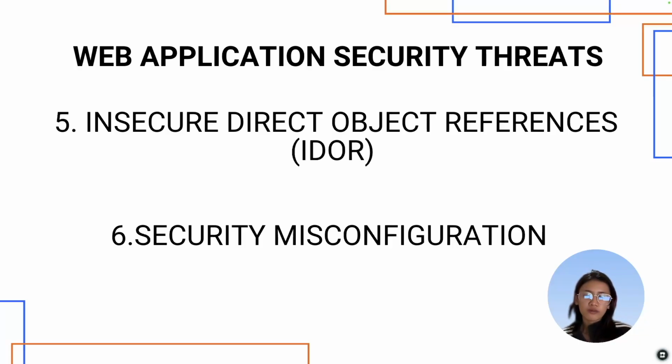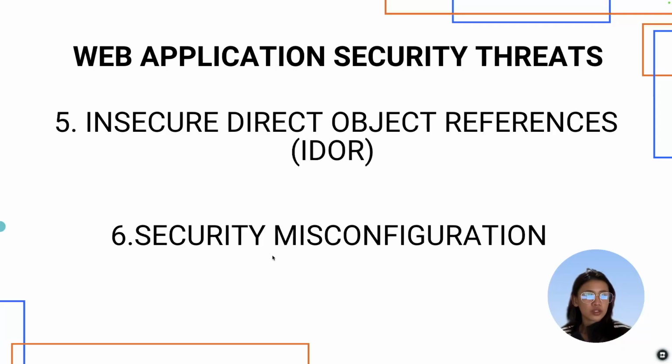So we can prevent this IDOR, or the insecure direct object references, by implementing proper access control and authorization checks, also to avoid exposing direct object references.